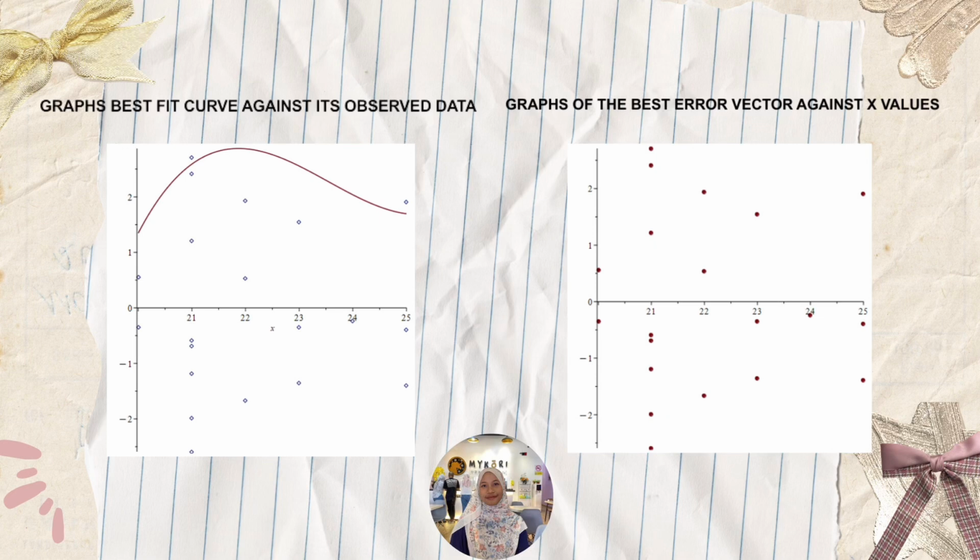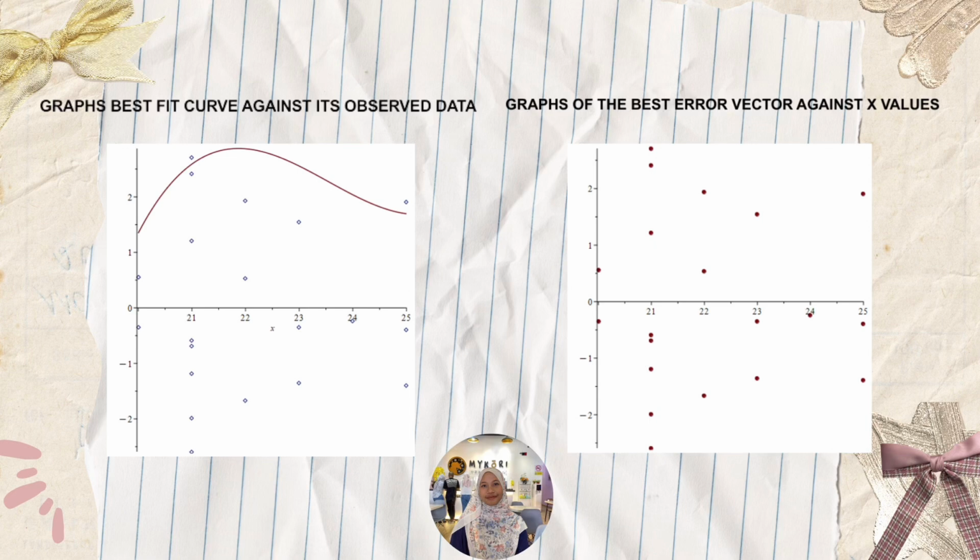In the left picture is the graph of the best fit curve against its observed data. The curve follows the general trend of the data, where the AI tool usage increases at first, reaches a maximum point and then decreases slightly. Although the model captures the overall pattern, the data points are quite scattered around the curve, indicating that age alone may not fully explain the variation in daily AI tool usage.